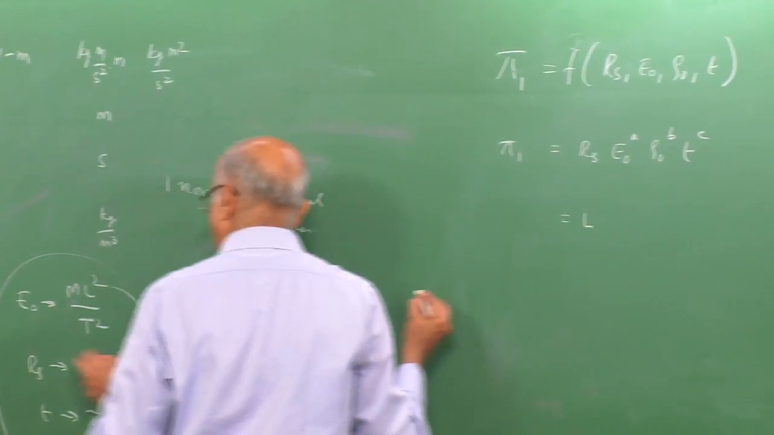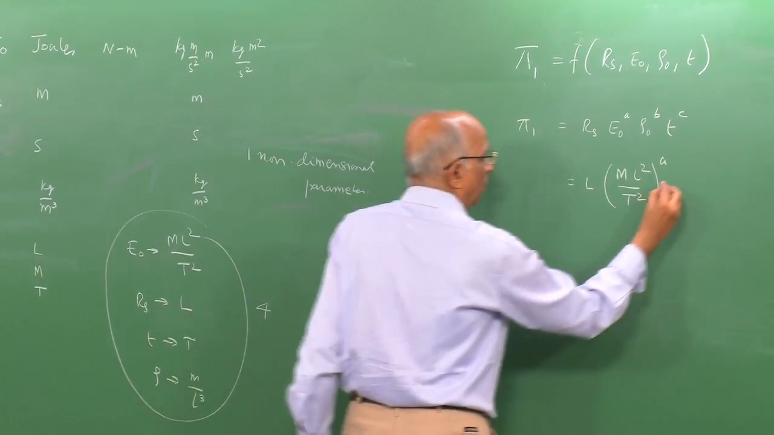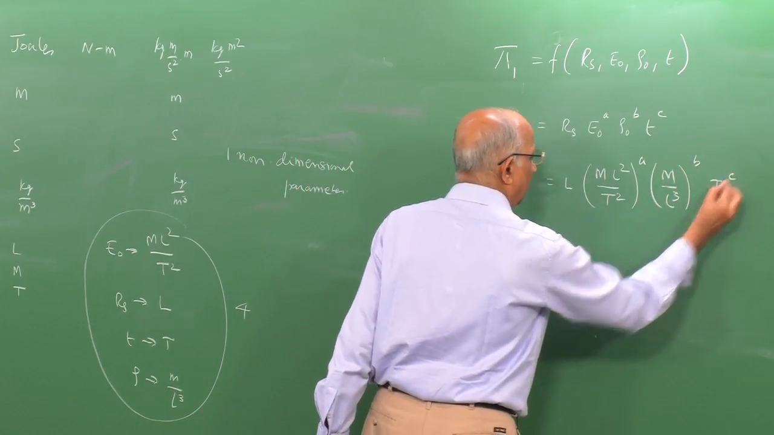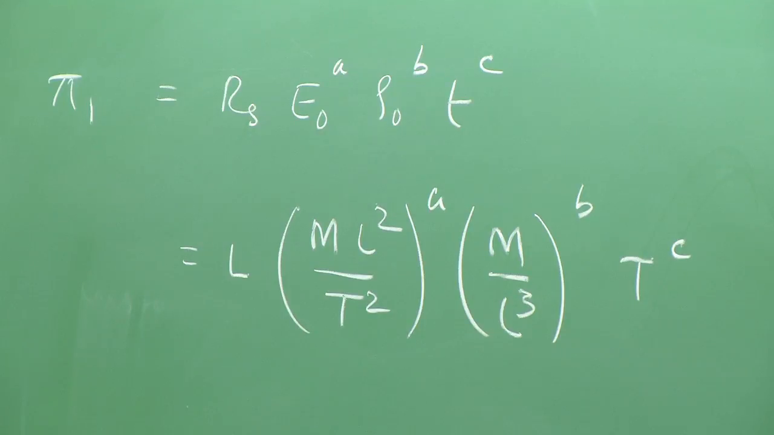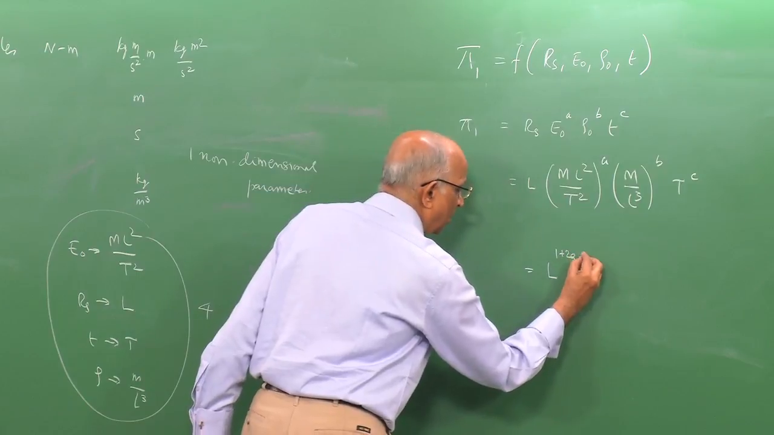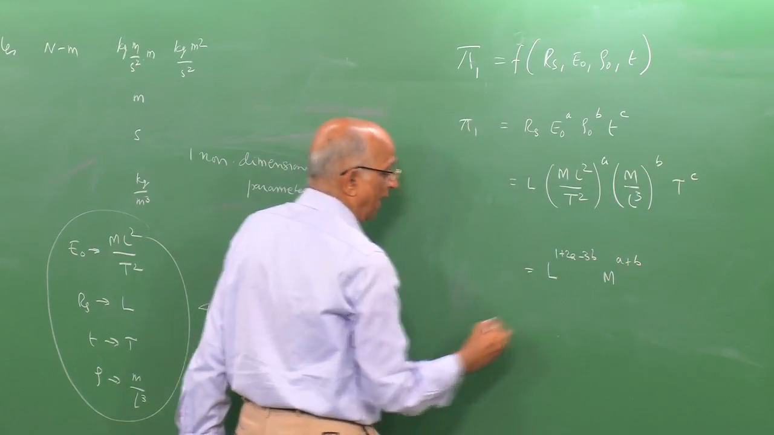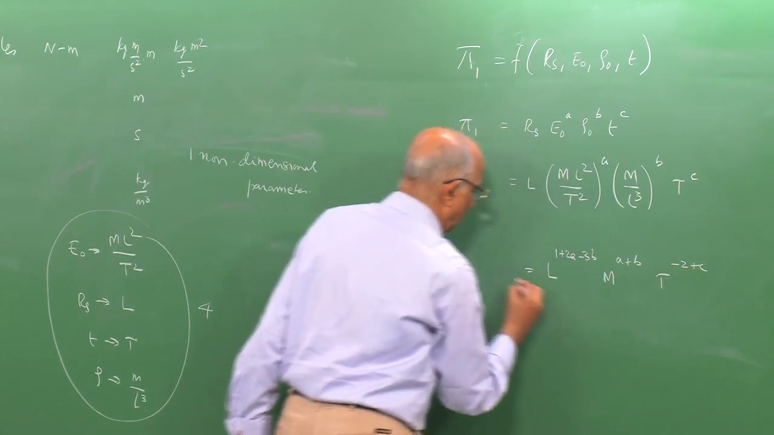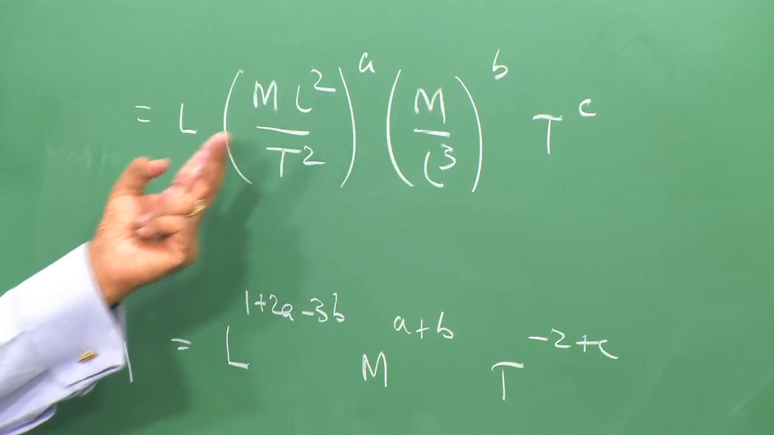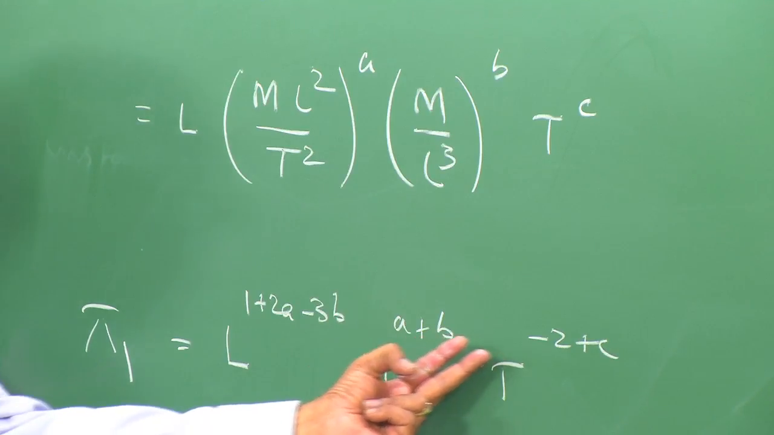Therefore, I immediately put the dimensions into this. Well, I get L over here, E0 is m L square by t square to the power a, rho 0 is m by L cube to the power b, t to the power c. And now, in order to get non-dimensional, let us put all the L together, all the m together. I have L to the power 1 plus 2a minus 3b, then I have m to the power a plus b, and t to the power minus 2a plus c, equal to pi 1. If this has to be dimensionless, 1 plus 2a minus 3b must be equal to 0, a plus b must be 0, and minus 2a plus c should be 0.